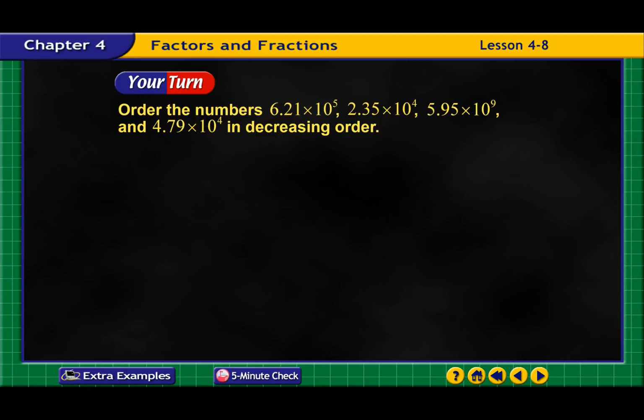All right, take these numbers in decreasing order. Go. All right, so decreasing is going to be largest to smallest. So I'm going to look at exponents first. So 6.2, let's see, I got 10 to the 5th, 4th, 9th, 4th. So 9th is going to be first.